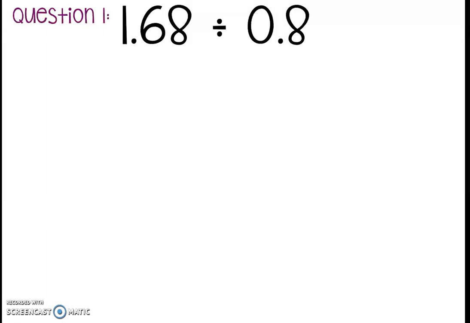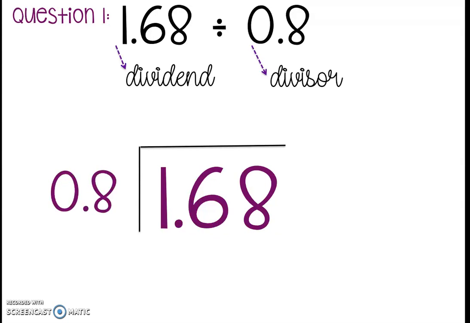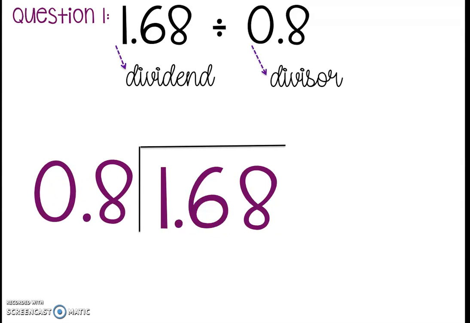It's 1.68 divided by 0.8. So what we're doing today is we're dividing decimals by other decimals. First thing we need to do is to set up our problem. So 1.68 is our dividend. That means it's going to go inside the box. That makes 0.8 our divisor. It goes on the outside of the box.